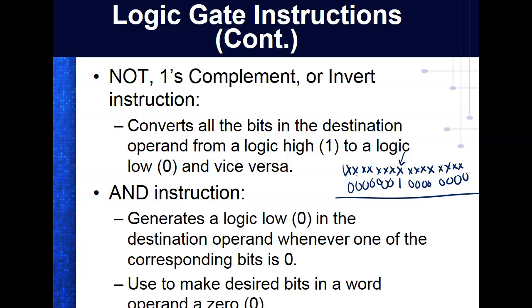So what we do with an AND mask is we make sure bits in our answer are 0s, and then we let the other ones come through. Right? Does that make sense? Everybody okay?